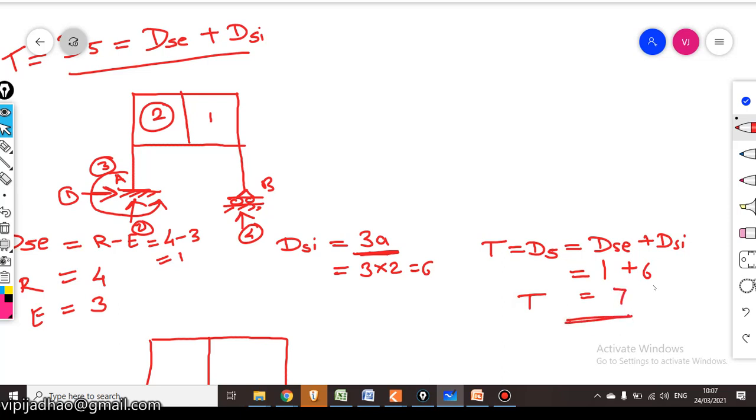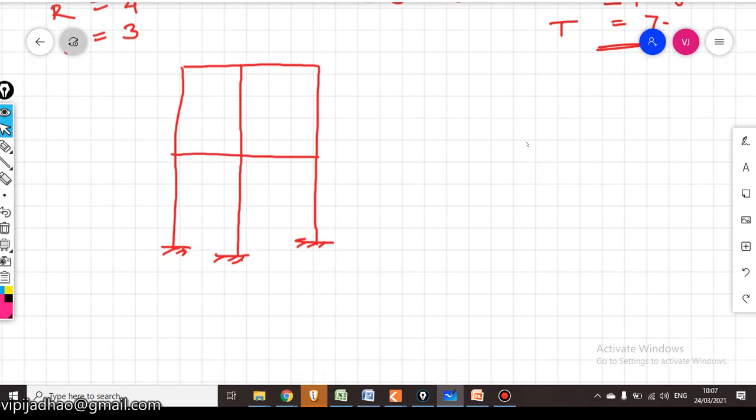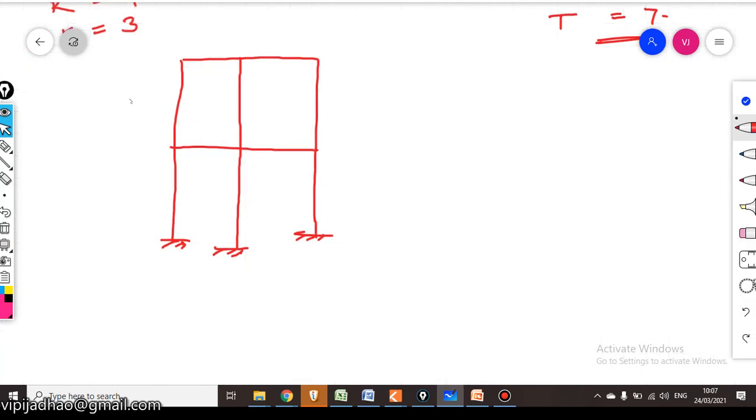And total degree of static indeterminacy will be equal to 7 for this case. Even if you consider some hinge here, then this will be 6 only. So this is how we calculate the static degree of indeterminacy for the rigid frames.